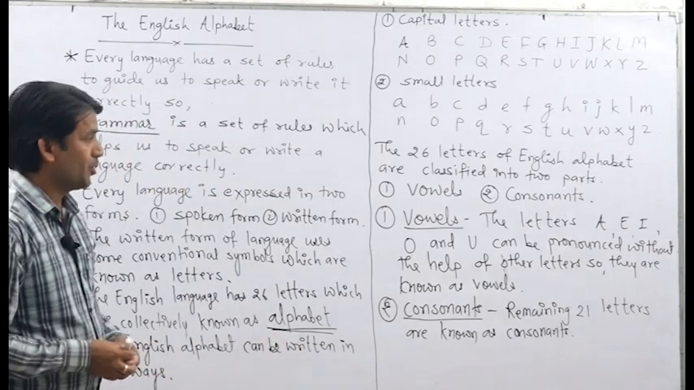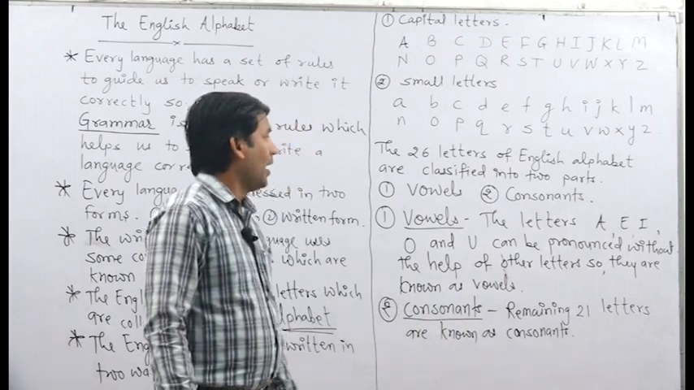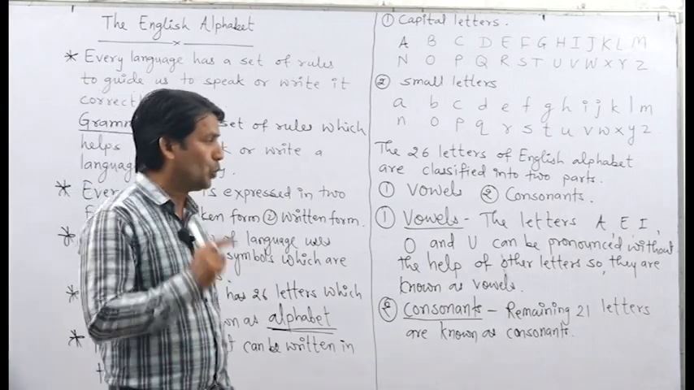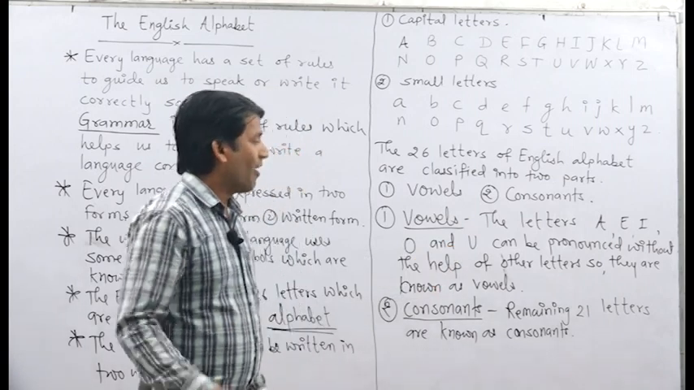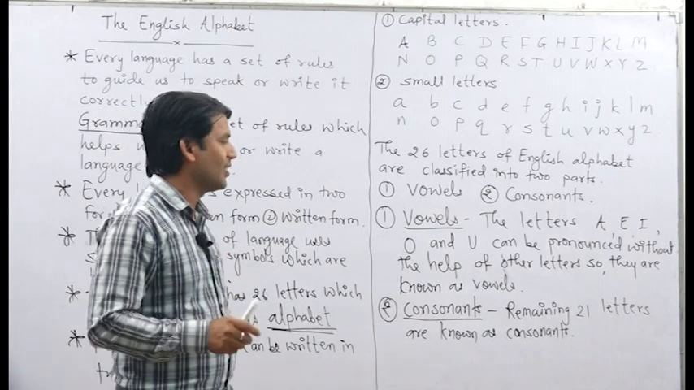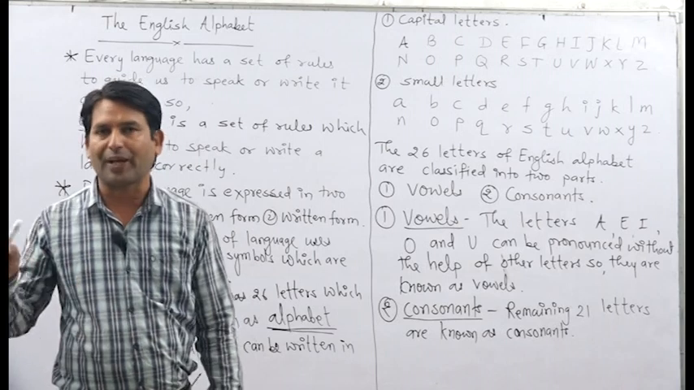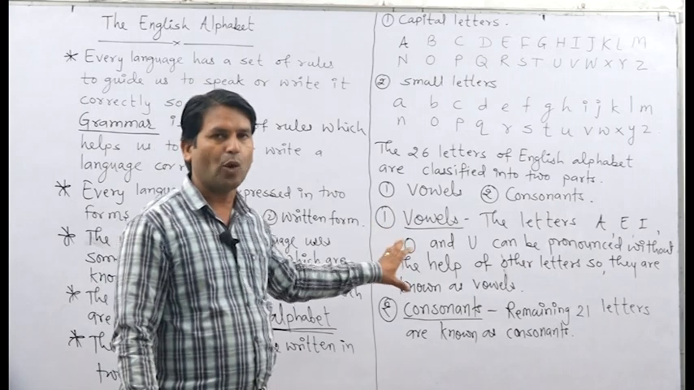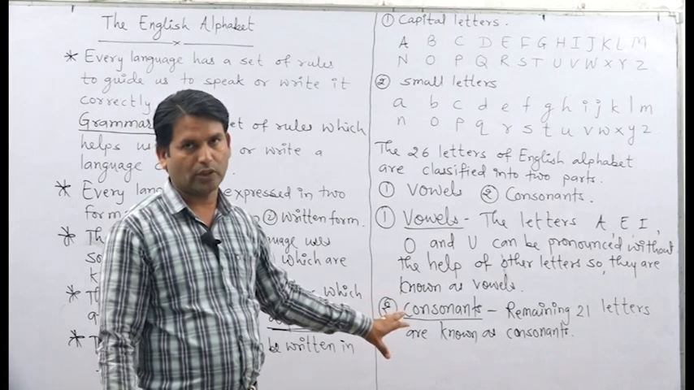So let us see here. There are 26 letters in English alphabet, and these 26 letters are classified into two parts, number 1 vowels and number 2 consonants. So 5 letters, which are they? A, E, I, O, U. These 5 letters are known as vowels because they can be pronounced without the help of any other letters. That's why these 5 letters are known as vowels, and remaining 21 letters are known as consonants.